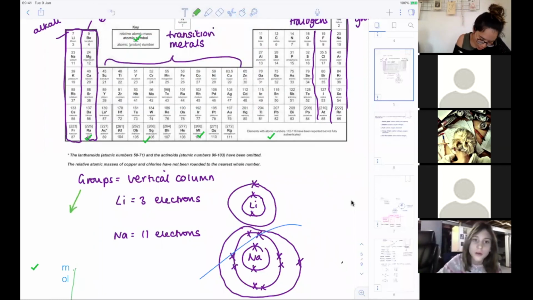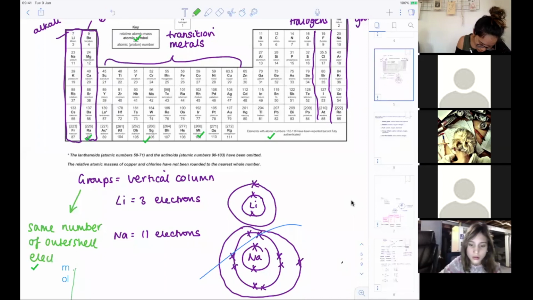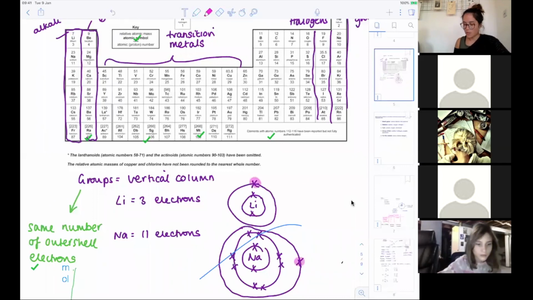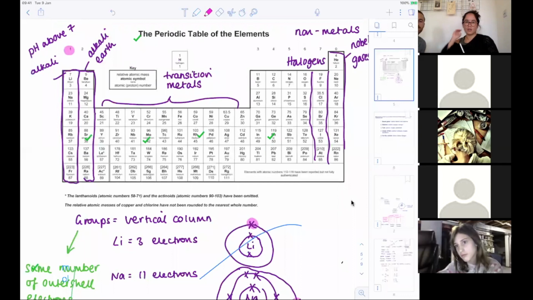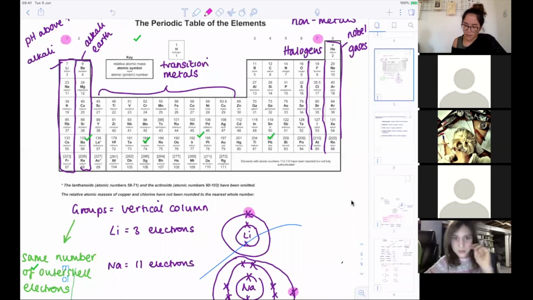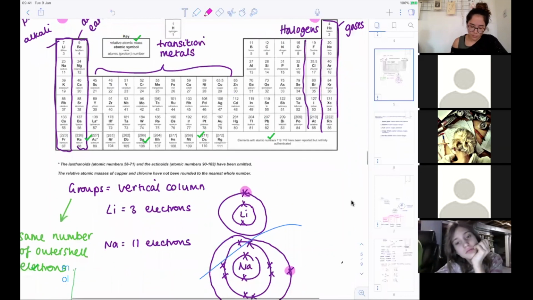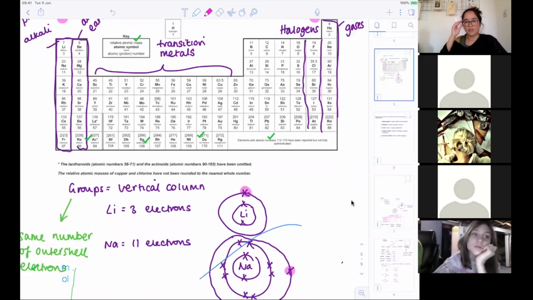They'll ask you that in the exam. What do they have in common? They have the same number of outer shell electrons. And so if I highlight that here, there you have 1 electron, there you have 1 electron. So what do elements in group 1 have in common? Well, they have 1 electron in their outer shell. What do elements in group 7 have in common? Well, they have 7 electrons in their outer shell. Okay, has everyone drawn that? And then I'll move on again.